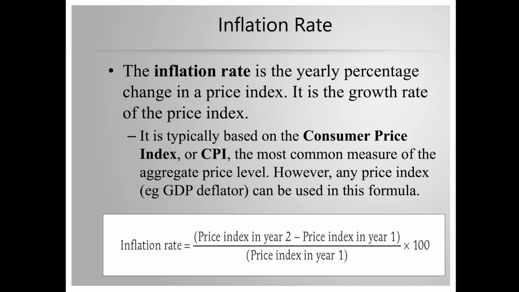Year 2 and year 1 do not need to be consecutive years. They can be 5 years apart. You just typically have a new price index, an old price index, and the formula is new minus old over old times 100.